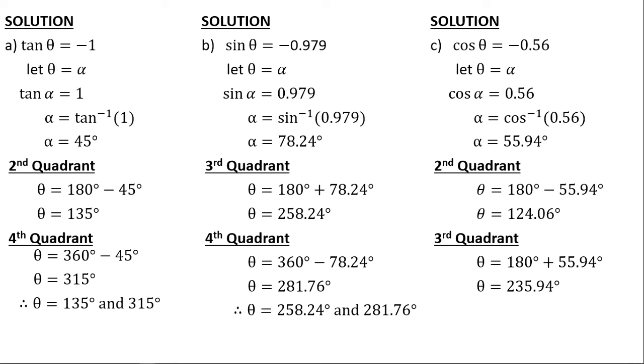Theta equal to 235.94 degrees. Therefore, theta is equal to 124.06 degrees in the second quadrant, and theta is equal to 235.94 degrees in the third quadrant. As simple as that.